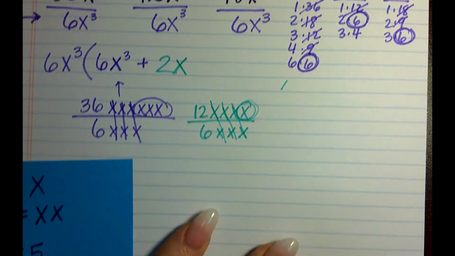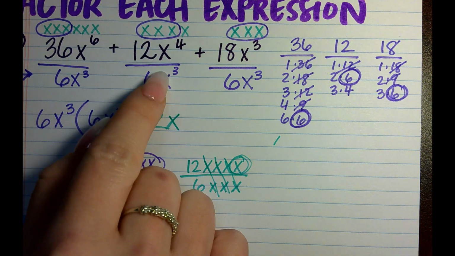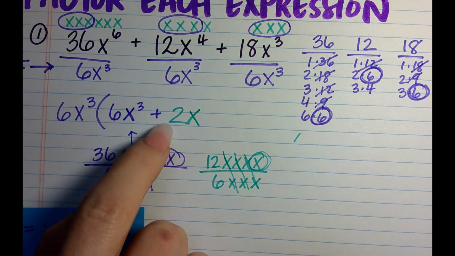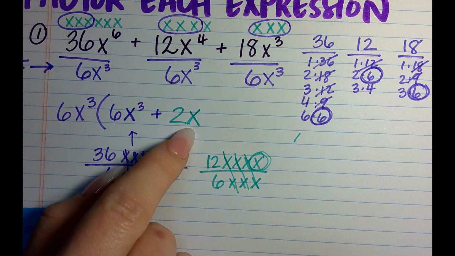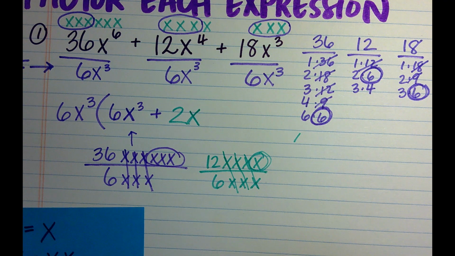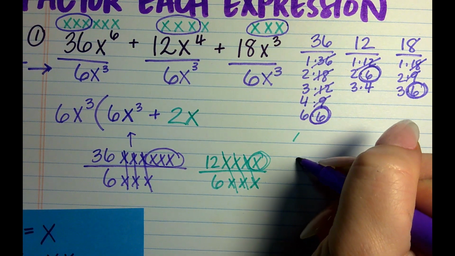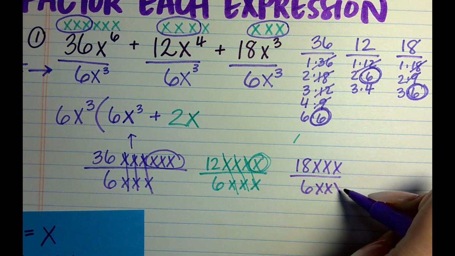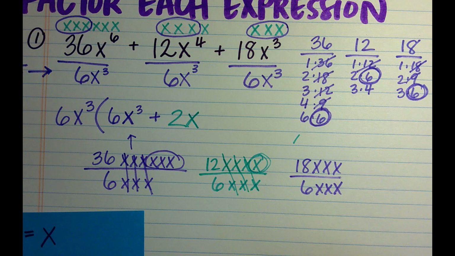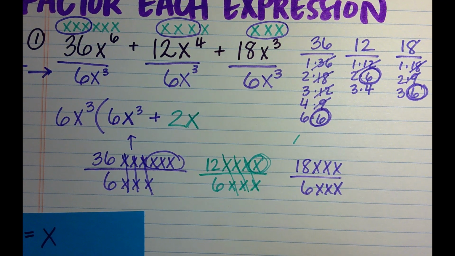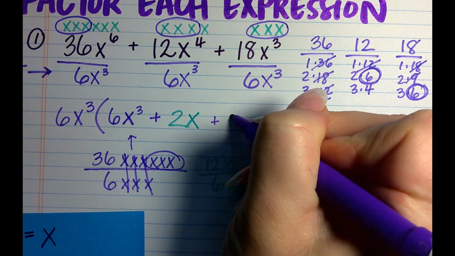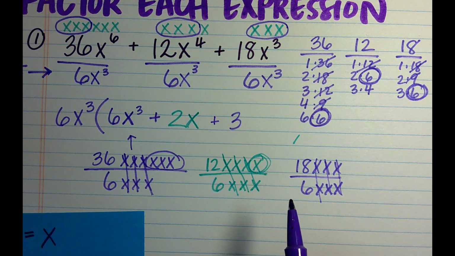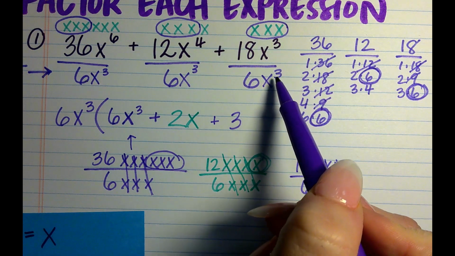Okay, so I did my second term. 12x to the fourth power over 6x to the third power. We got 2x. 12 over 6 is 2. 4 minus 3 is 1. Okay, last term. We have 18x to the third over 6x to the third. What's 18 divided by 6? 3. And what happens with my x's? They cancel. 3 minus 3 is 0.